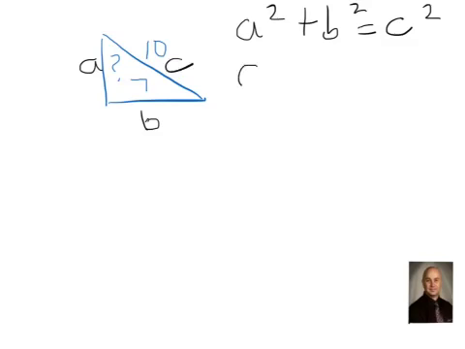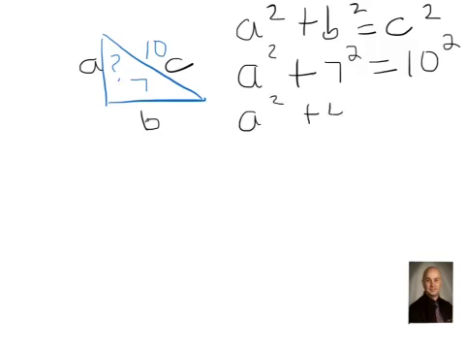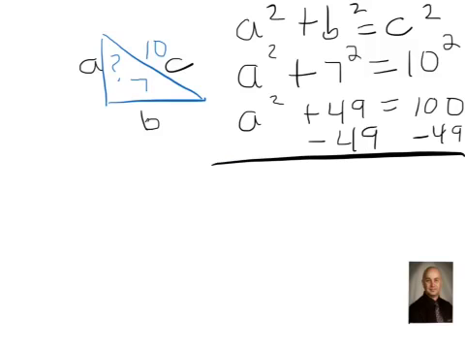So for a, we're going to leave that a squared for now, and we're going to put in 7 for the leg length, and we know that the hypotenuse, or c, is 10. So you have a squared plus 7 squared equals 10 squared. So if we simplify, we get a squared plus 49, or 7 squared, equals 100, or 10 squared. Now we essentially have an equation that we need to solve for a. So we subtract 49 from both sides, we maintain equality, and we get a squared equals 51.